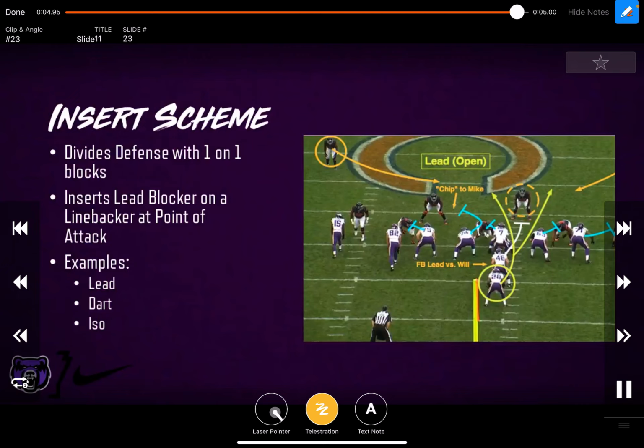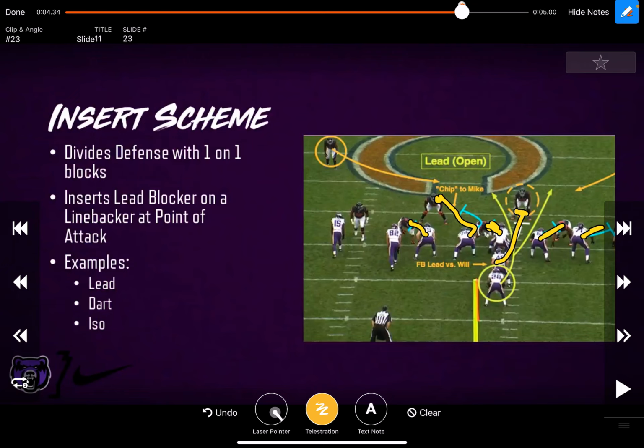Now we're talking about really just putting one defender in a bad situation and making him beat a lead blocker. This is insert scheme. It divides the defense with one-on-one blocks, as you'll see in this diagram here. We've got guys blocking one-on-one right here. Sometimes it involves doubles, but for the most part, we're talking about men assigned to one man. And then we're taking a blocker and inserting him for one of those linebackers, one of those second level players.